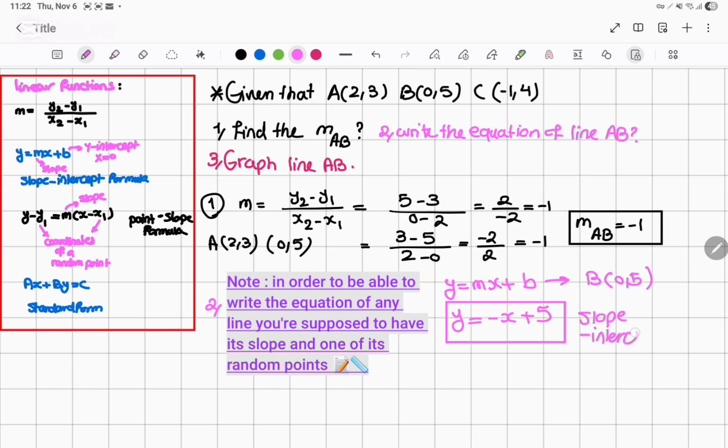But if I wanted to leave it in standard form, I need to move x and y together, because most of the time, the questions ask you to leave your answers in standard form. So I'm going to move x to the other side, and it's going to be y plus x equals 5. And that's going to be my last answer left in standard form, okay? Standard form.